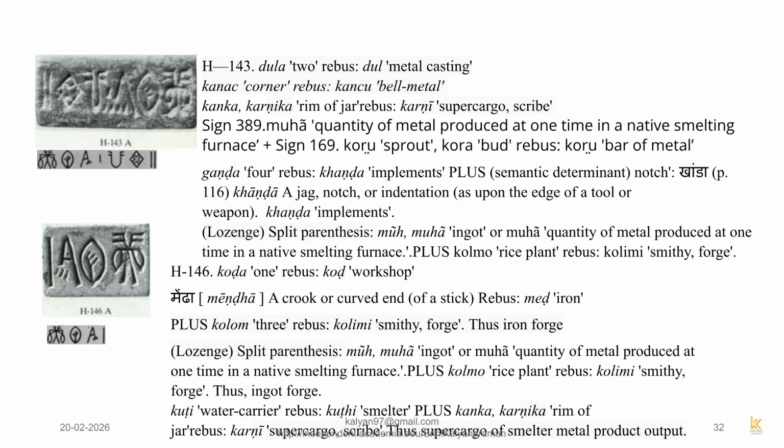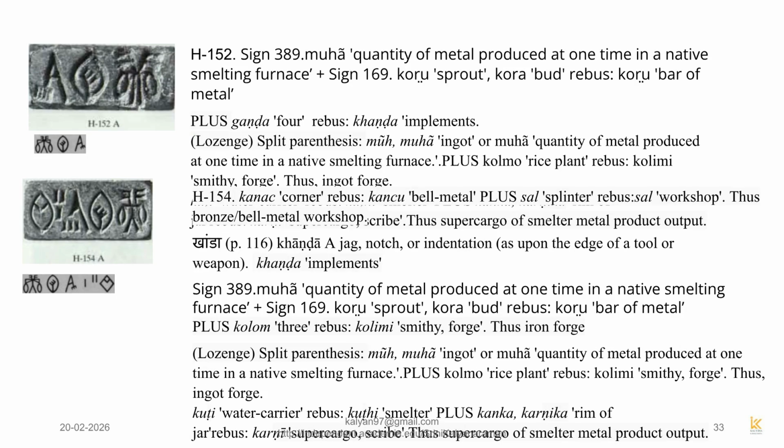H132 refers to a mint and coiner, dealing with mineral ore, iron, and alloys, like brass and bell metal, tracked by a supercargo. M371 and 2461 describe iron and ingot forge activity, metal casting, and the role of the supercargo in smelter operations.